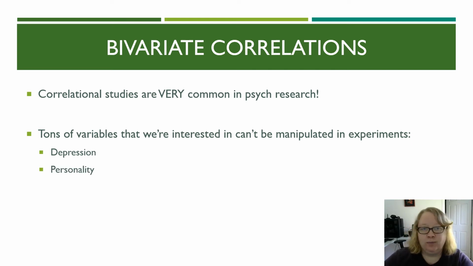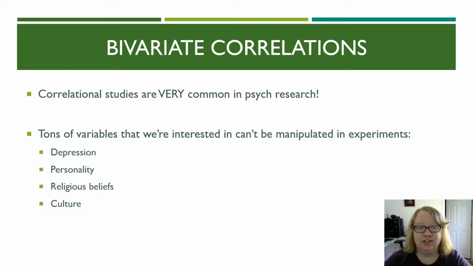Similar ideas with things like personality. I can't randomly assign people to be extroverted or introverted. They are what they are, and yet personality is something that's important and interesting for us to study. Same idea with religious beliefs. I can't manipulate that, but it's interesting to study. Culture, right? If you're in cultural psych, I can't manipulate people's culture, but that's still incredibly valuable to study, et cetera. There's tons of examples we could give of variables that we cannot manipulate, but we still want to study. We still want to know more about. And that's where correlational designs shine.